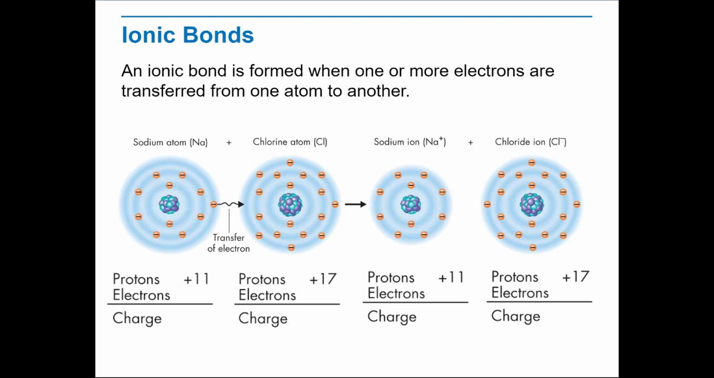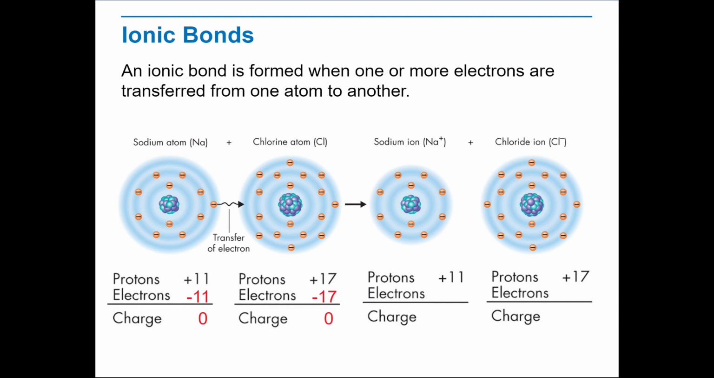Moving forward into ionic bonds, you can see here on the ionic bond chart, we've got sodium and chlorine. This little squiggle line shows that we are going to be moving one of these electrons off of sodium onto chlorine. So right now, our sodium has 11 protons and has 11 electrons. This means it has no charge. Our chlorine atom has 17 protons. It has 17 electrons. It still has no charge.